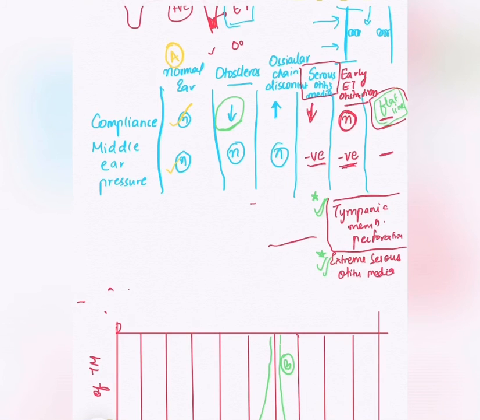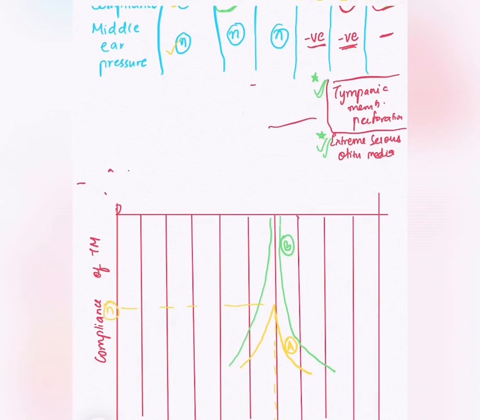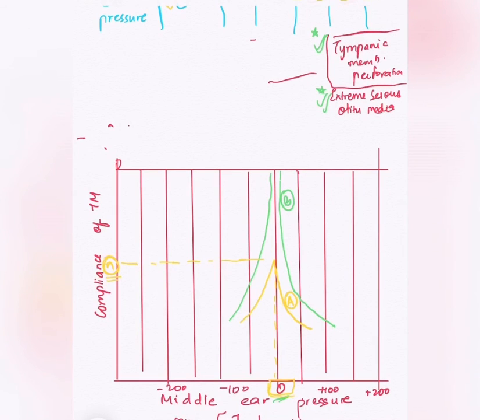Fine, so this is the normal compliance, and this is middle ear pressure, which is normal. 0 is the normal middle ear pressure. So you see that A is the normal graph. Fine, now let's move on to the second curve.